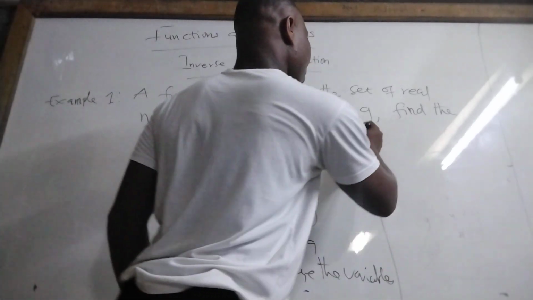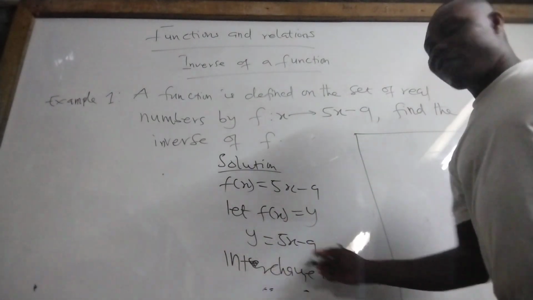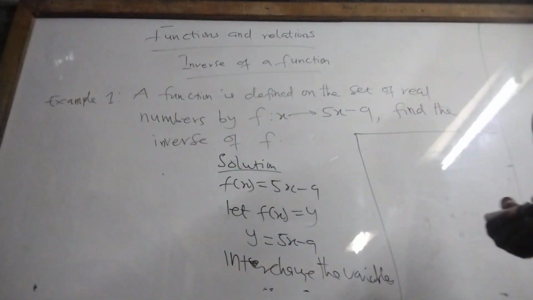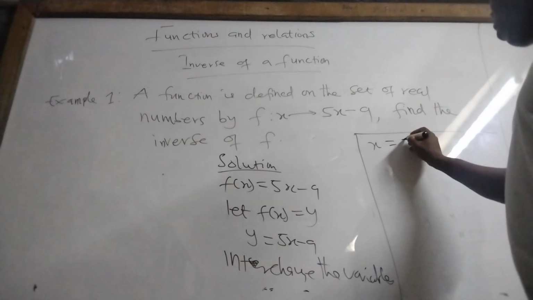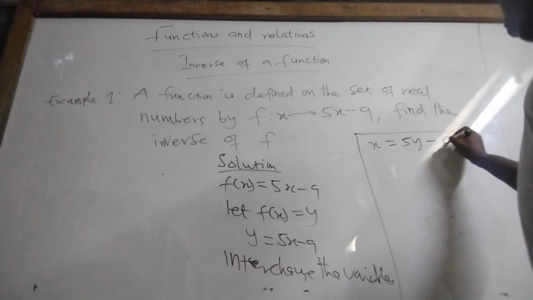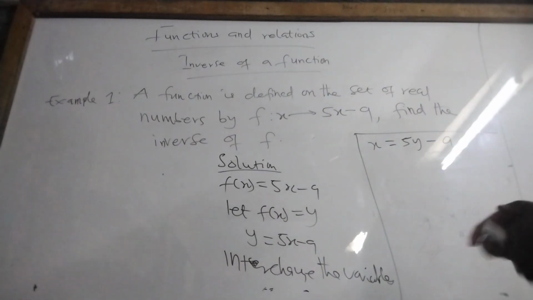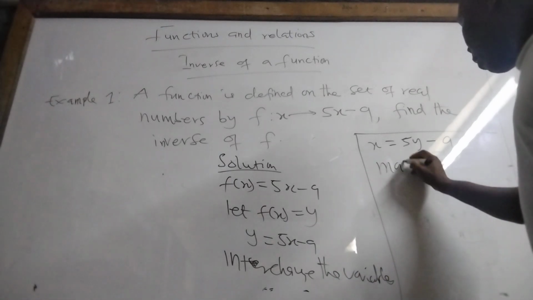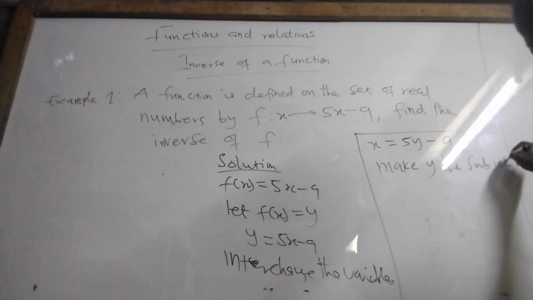Interchanging the variables basically means that wherever I see x, I'll swap it to y and vice versa. So I'm going to get x being equal to 5y minus 9. What do I do next? The next thing I'll do is make y the subject.